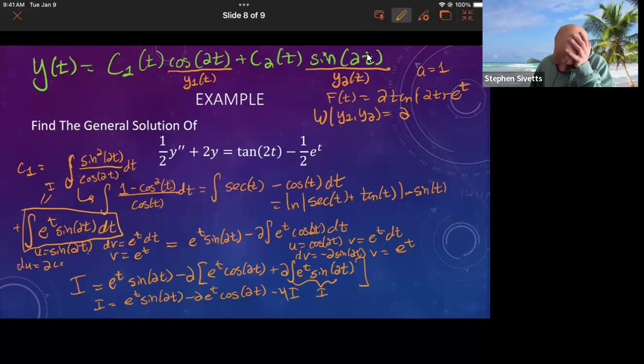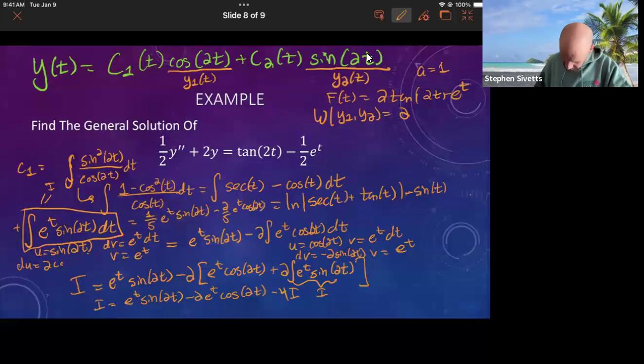And so, oh my goodness. So this integral will equal 1/5 e to the t sine 2t minus 2/5 e to the t cosine 2t. All right, cool.